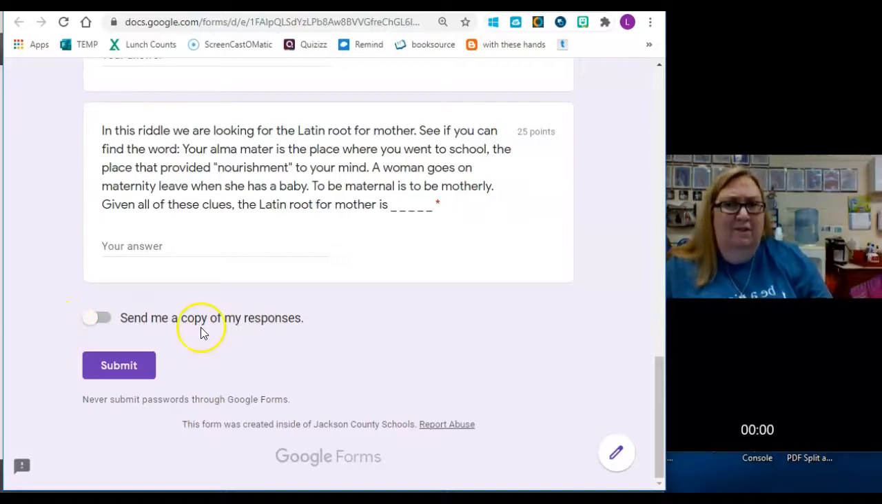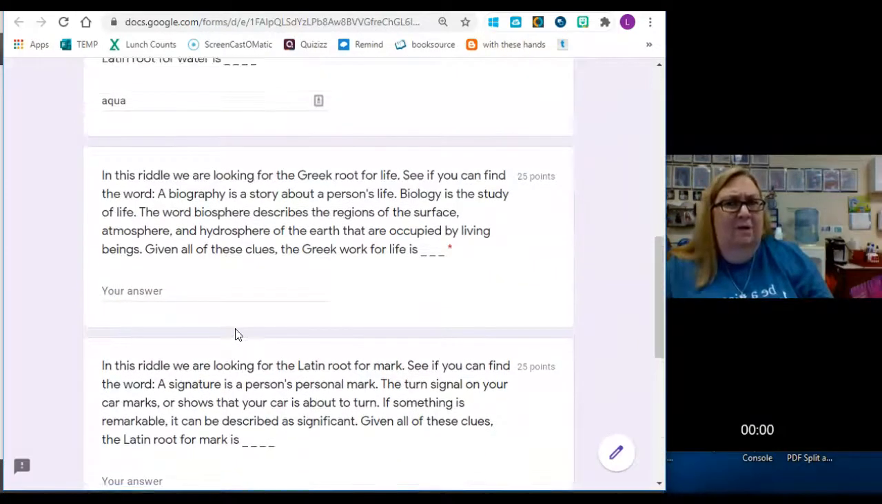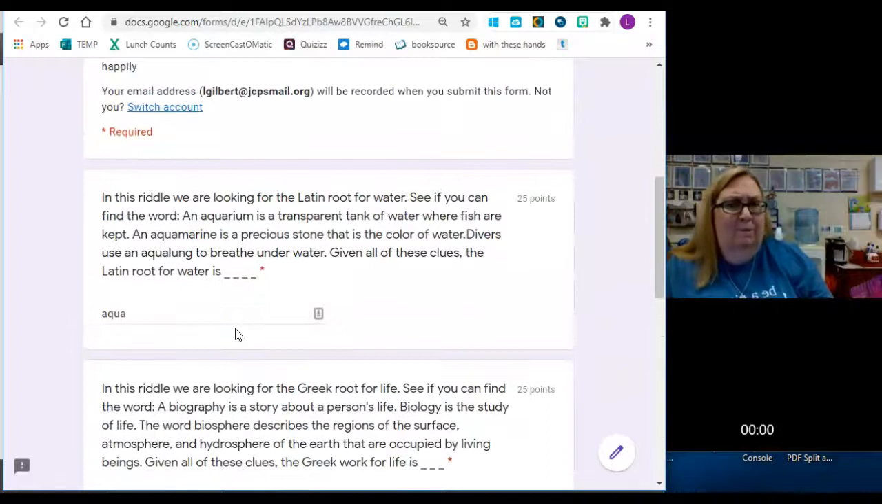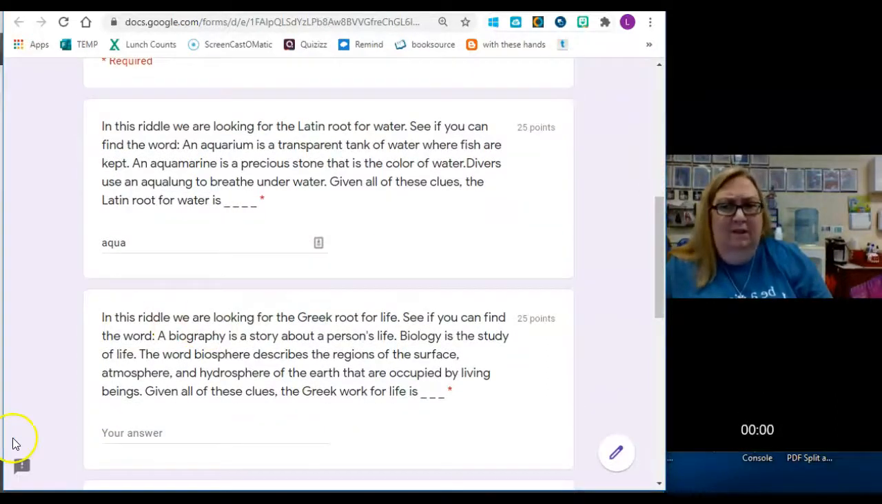I think you can do this. I did not make these very hard. I wanted you to be able to figure out that we can figure out what words mean. We just have to know what the word parts are. So give it your best shot. I can't wait to see how you do.